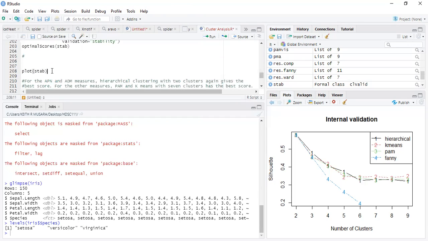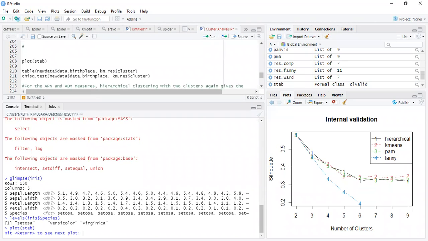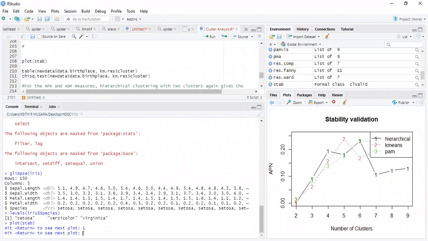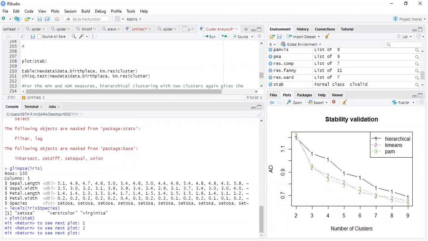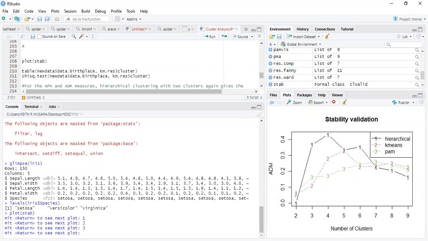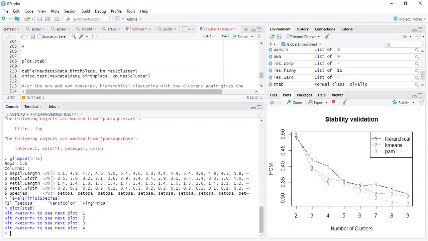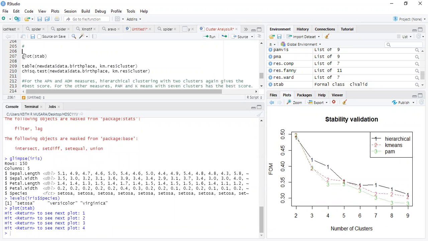Okay, before I look at that, let's plot and see our plots. All right, so you've got 4 plots. You say 1, enter, you get that one for the stability of APN, right? And then 2, you get one for AD. Then 3, enter, you get one for ADM. Then 4, you get another, which is FOM. So you get all the plots by saying plot the object name of stability.